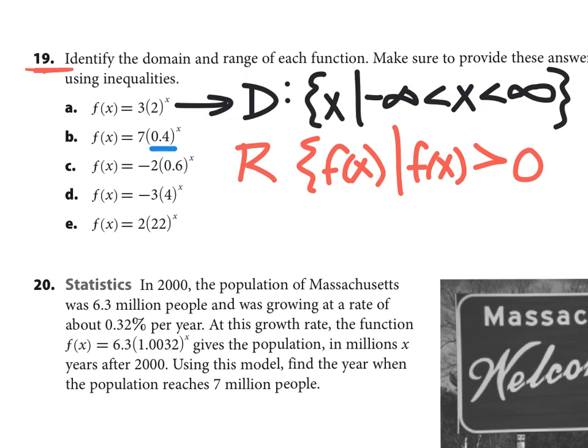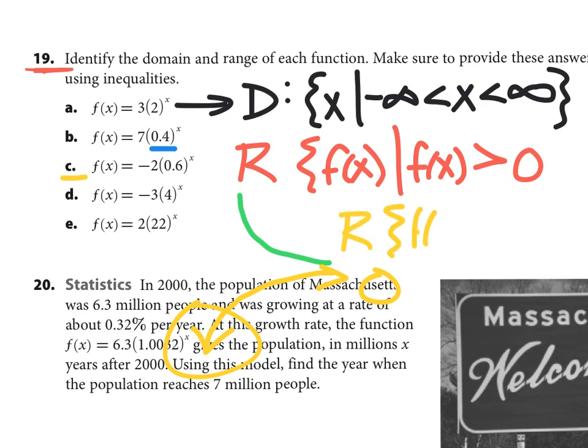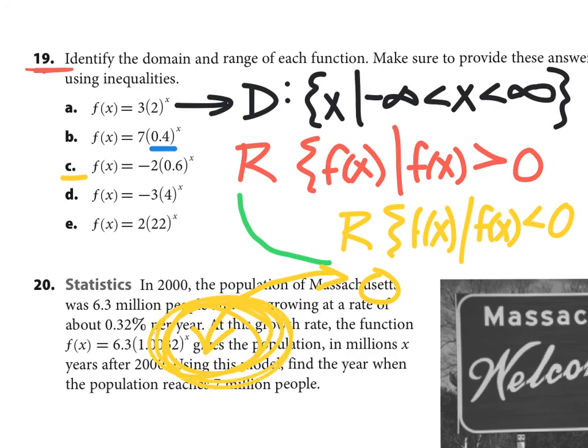So let's think again. 0.6, that means it would be going down, but because I multiply it by a negative, that means it flips it. So instead of going like this, it goes like this. So here's what it would normally look like. But because I flip it, it goes like that. So now what's happening? This is going to negative infinity. That's still at 0. So now my range changes for this. My range for C would be f of x such that f of x is less than 0 because it's going down to a negative infinity.